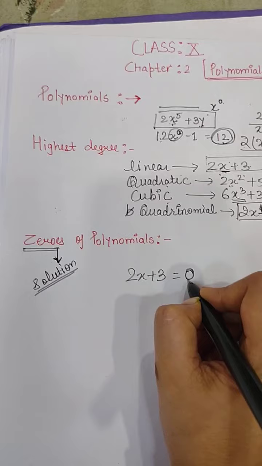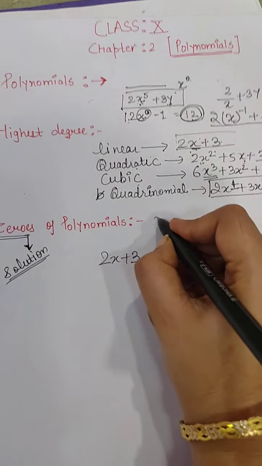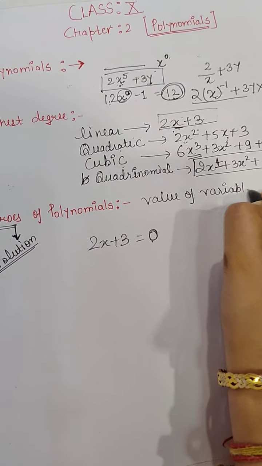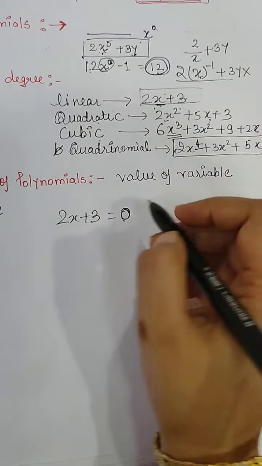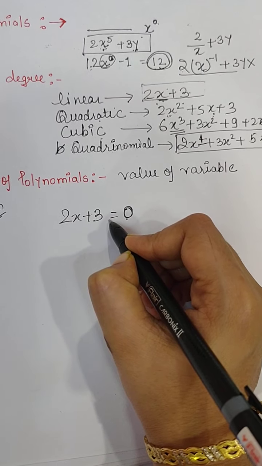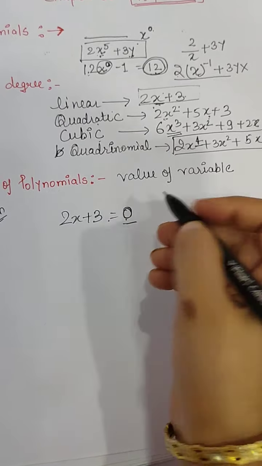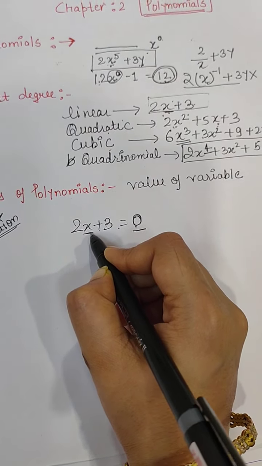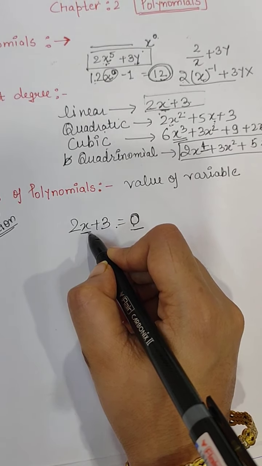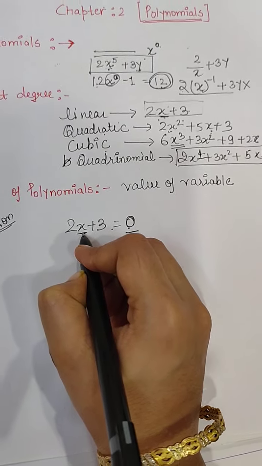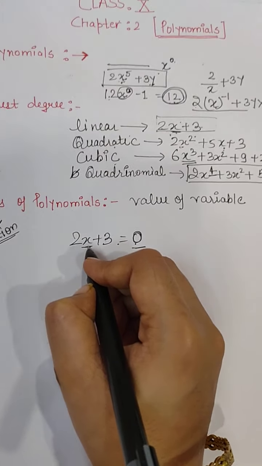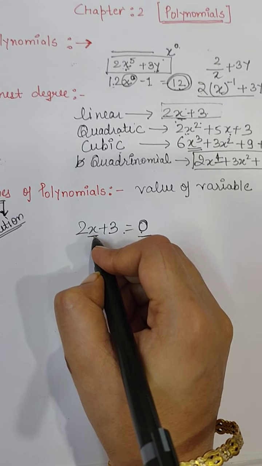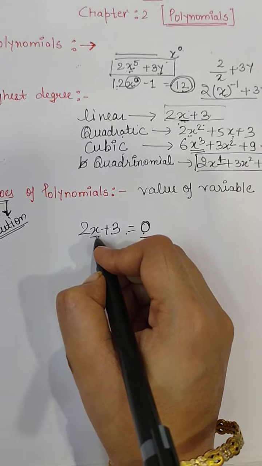So the zero of the polynomial is the value of the variable by which, putting this value in the polynomial, we will get the answer 0. That's why the value of the variable in the given polynomial is called the zero of the polynomial, because by putting this value in that polynomial we will get the answer 0. That's why we call the values of the variable zeros of the polynomial. Clear?